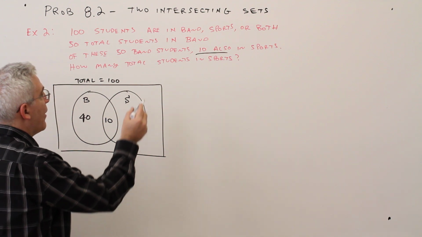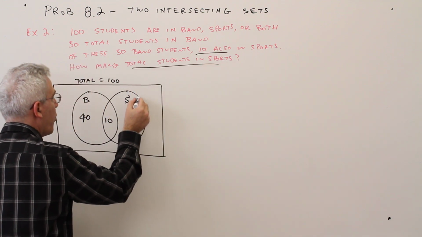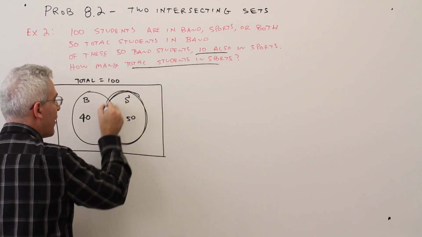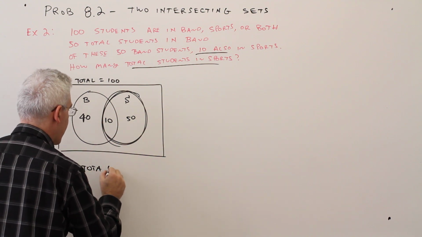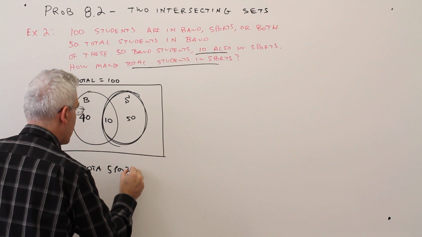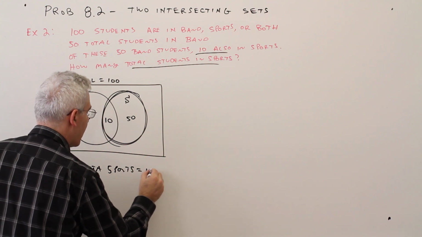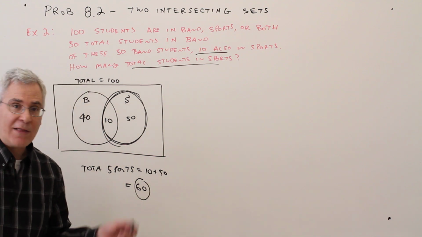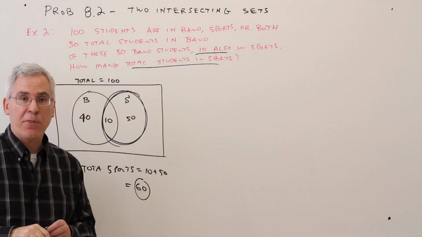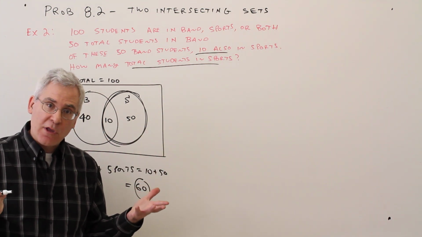And then they cared about how many total students are in sports. So that would be this sum here. Total in sports would equal 10 plus 50, which equals 60. So that's just doing it purely with the diagram. Let me show you how to use the formula.